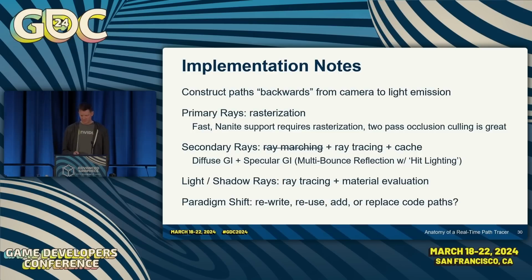And one more thing to mention that we noticed while doing this project and this work, introducing path tracing to the renderer, is that this kind of paradigm shift in the renderer forced us to continue to ask ourselves where and how much we should be rewriting, reusing, adding, or replacing different code paths in the engine. And I think if you do this yourself, hopefully, you're going to run into this a lot too. And Evan will touch a little bit more on our thoughts on this later in the talk.